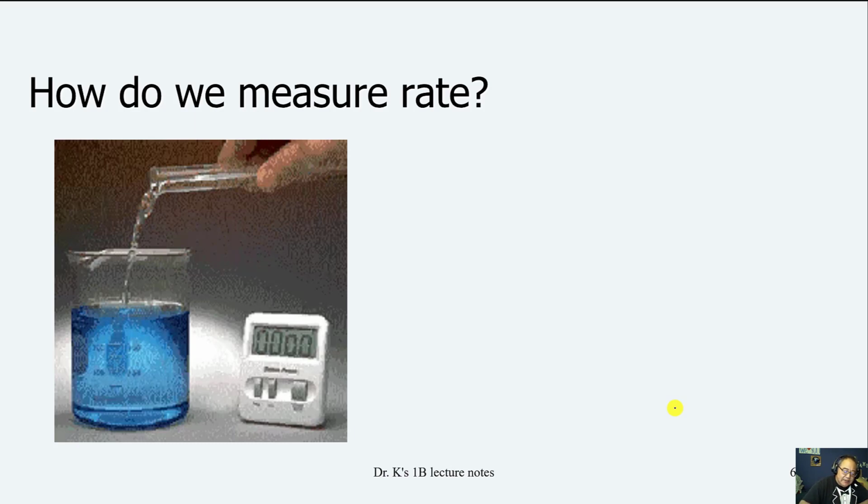So how do we measure rate? The way we measure rate is we have to quantify something. So I'm going to have, let's say, concentration 1. I'll measure this at time 1. So this is concentration, and time is always what we're measuring against.